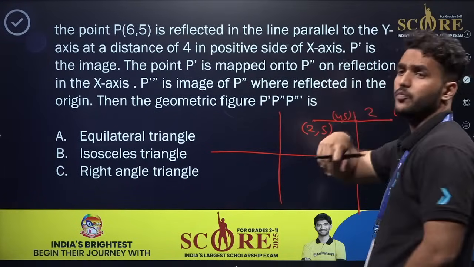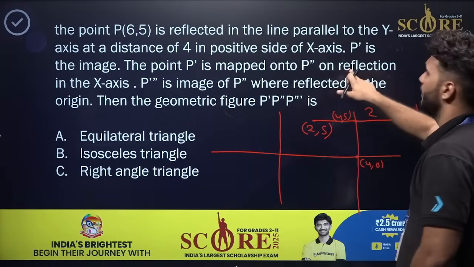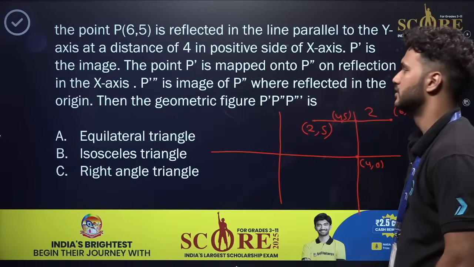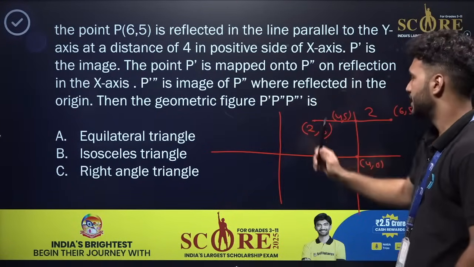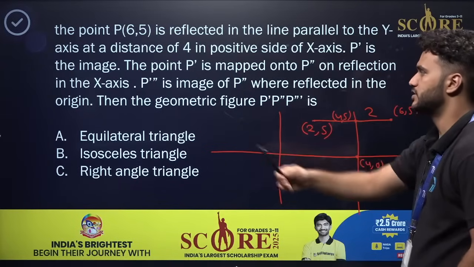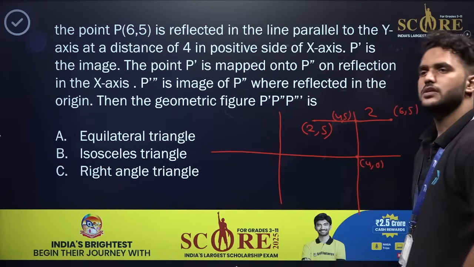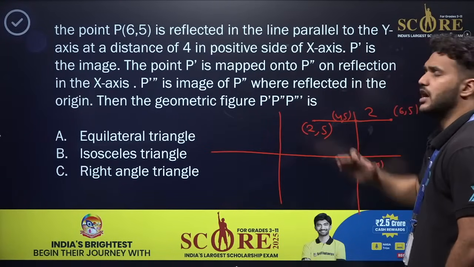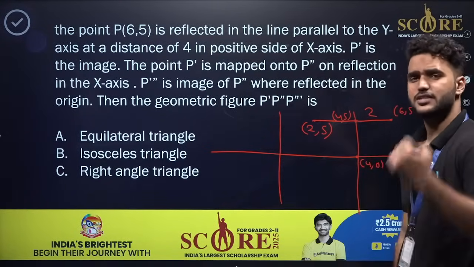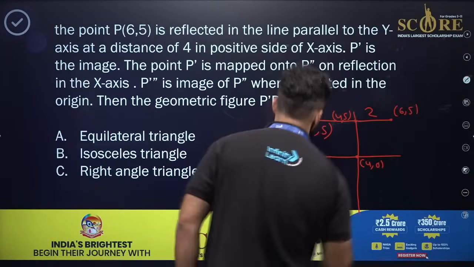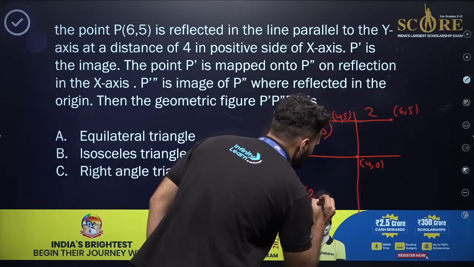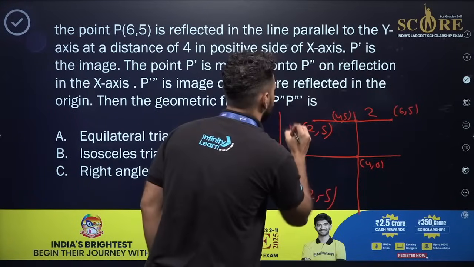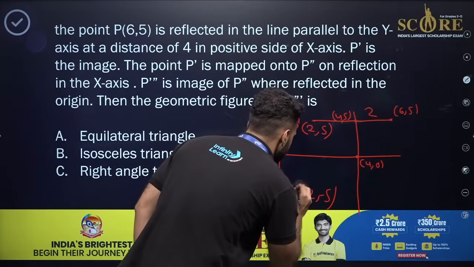Now what is mapped onto P double dash? There is one more point, P double dash, on the reflection in the x-axis. So P dash has a reflection with respect to x-axis. Again, using the short trick, with respect to x-axis, how to get reflection? Sir, change the sign of ordinate. You will get 2 comma minus 5. This is P dash, then this is P double dash.